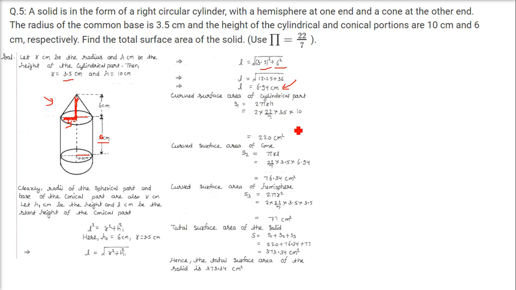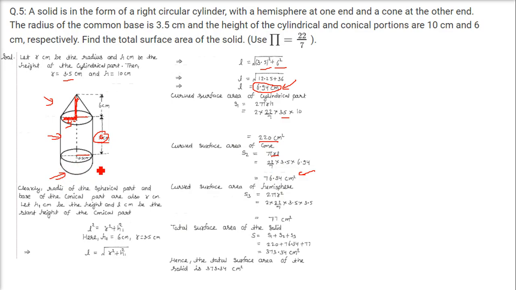And now the curved surface area of the cylindrical part. Cylindrical part is 2 pi RH. R we already know, height is already given, 10. So 2 pi RH is going to come as 220. The curved surface area of the cone is pi RL. So L we just found out. Radius is same for each of these. So pi into 3.5 into 6.94, it will come as 76.34.